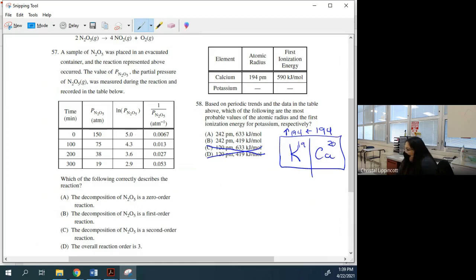Now we need to figure out, is it going to be easier to pull the first electron away from this guy or from this guy? Which one's going to be easier to pull away? Well, here you've got one electron. You've got 19 hands holding onto it. Here you've got that same outer electron, but this time you got 20 hands holding on it. So it's going to be harder to pull it away from the calcium. So the number here is going to be less than 590. So look for a number less than 590, so your answer ends up being B.